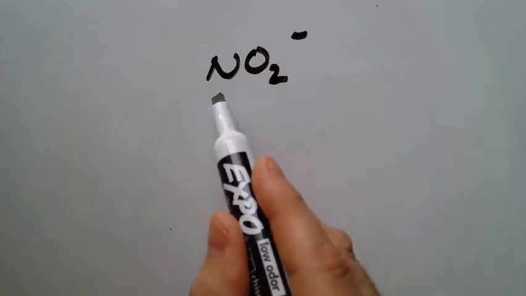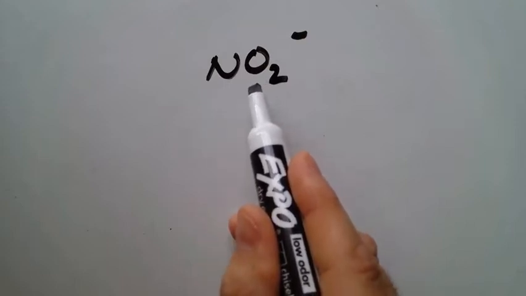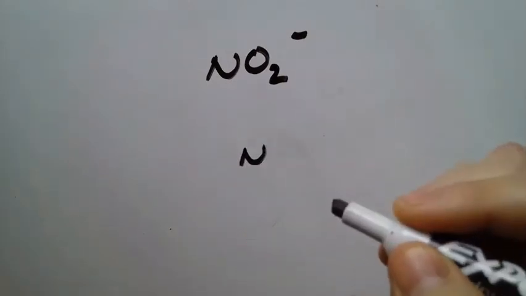Now, this is a -1 ion. Now, again, we start with the element that can make the most number of bonds. Nitrogen, we know, has 3 lone dots, so it can make 3. Oxygen, having 6 valence electrons, has only 2 lone dots, so they can only make 2 bonds. So we'll go ahead and start with nitrogen.